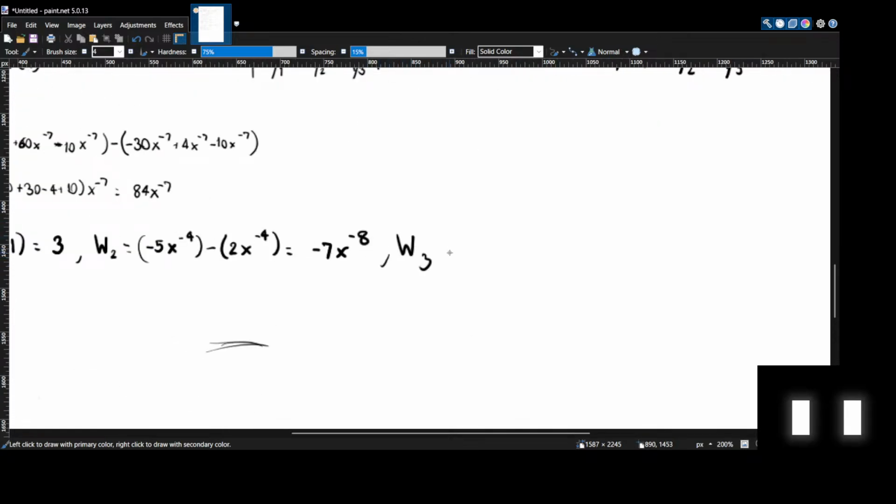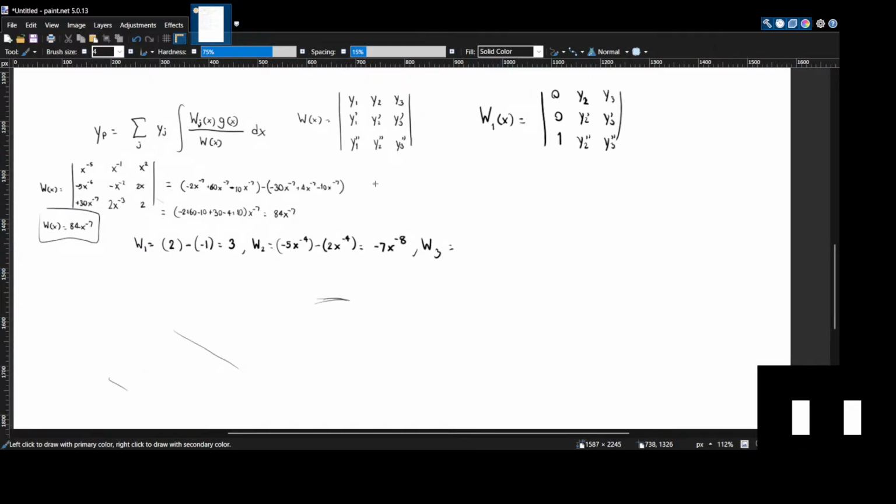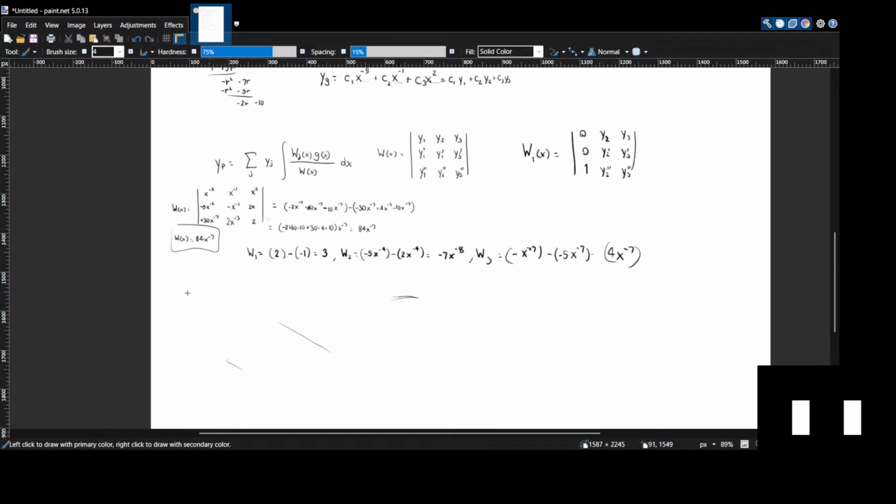And then we have w3, which is again just the same thing. It's negative x to the negative 7, subtracted by the upward diagonal, which is negative 5x to the negative 7, which means all of them will become 4x to the negative 7. And that is our Wronskian: w1, w2 and w3.